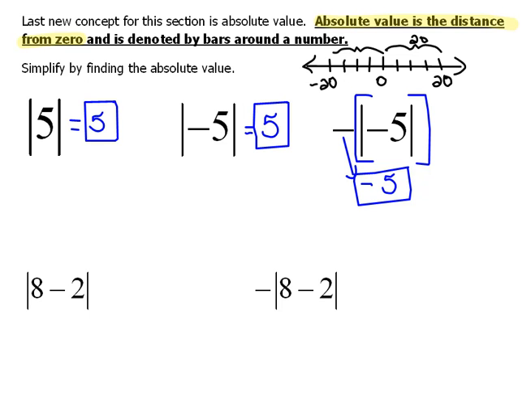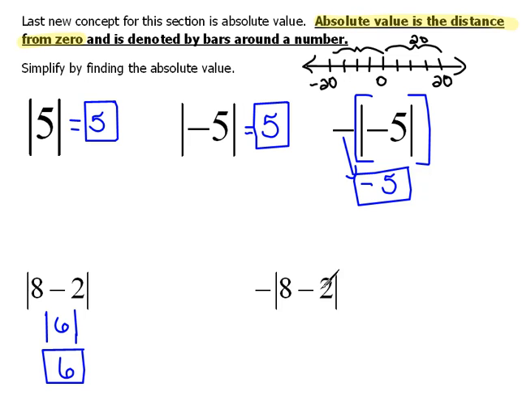Let's try another one. This says the absolute value of 8 minus 2. Now, this says how far from 0 is 8 minus 2. Well, we need to do what's inside here first before we can really finish this out. That's why I said that absolute value bars kind of act like grouping symbols, like parentheses and brackets and braces. Let's do what's inside here first. This 8 minus 2 would be a 6, and I still have the absolute value bars. So now this says how far from 0 is 6, and that would be 6 units.